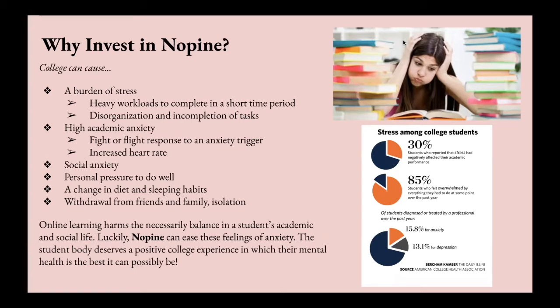Unfortunately, sometimes this can lead to some disorganization, incompletion of tasks here and there, and then this can start to make our grades worse, which then stresses us even more, and it's a repeated cycle that harms our mental health. We have a lot of high academic anxiety. Sometimes this is test-taking anxiety or public speaking anxiety, and these create those physiological symptoms we see, such as the fight or flight response, an increased heart rate, shaking, sweaty palms, increased blood pressure, and all of these are a direct result of a specific anxiety trigger.